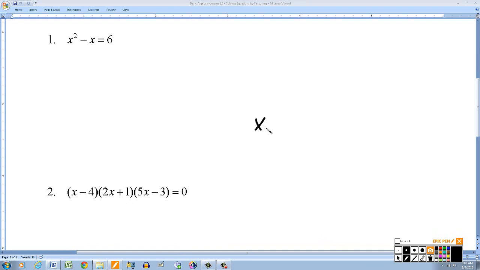So I get x minus 4 equal to 0, 2x plus 1 equal to 0, and 5x minus 3 equal to 0.